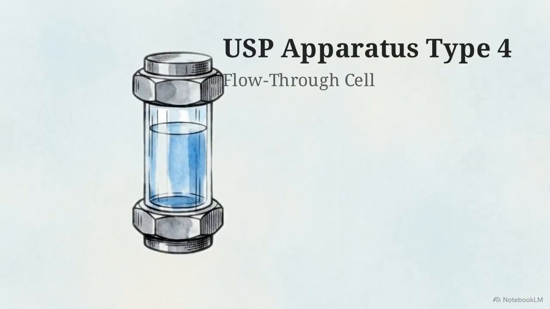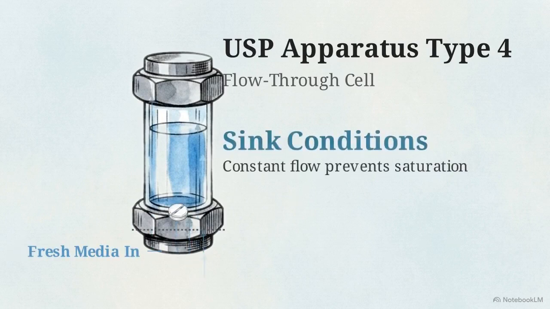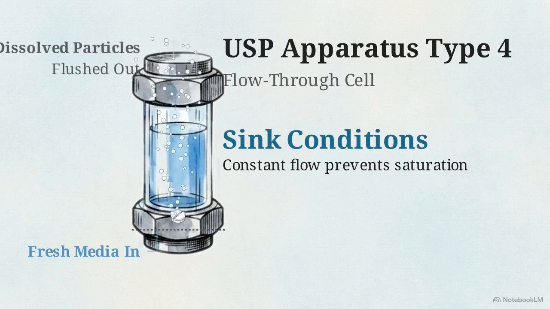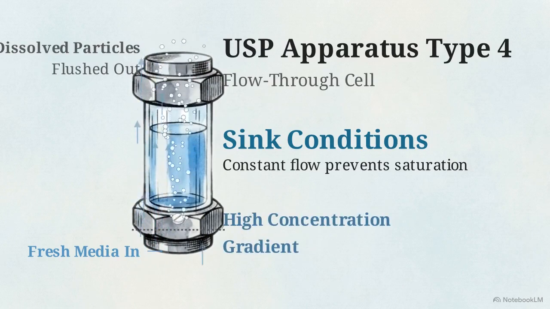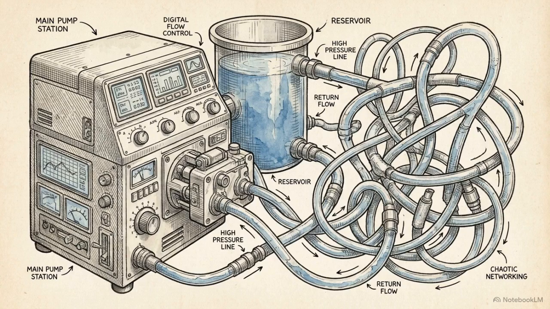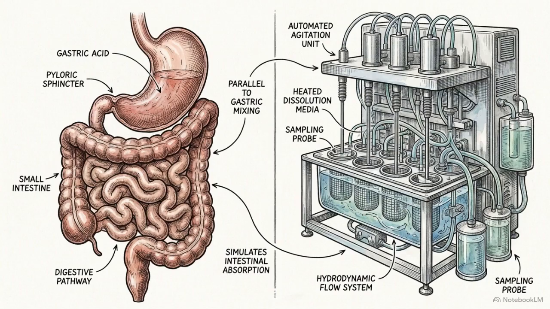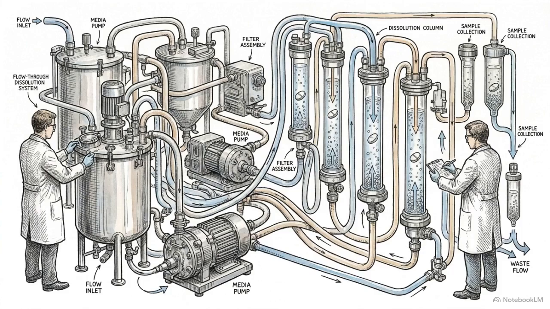This animated cross-section illustrates how Type 4 achieves sink conditions. By pumping a limitless supply of fresh media over the drug and flushing away dissolved particles, the machine maintains the concentration gradient necessary to force the drug to dissolve. Achieving perfect sink conditions requires higher equipment costs and a steeper technical learning curve to operate the pumps and filters. Compared to a simple Type 1 basket, plumbing and priming a Type 4 flow-through run demands significantly more setup time. Types 3 and 4 solve difficult formulation challenges by mimicking human biology, but they require a larger lab budget and more operational effort.